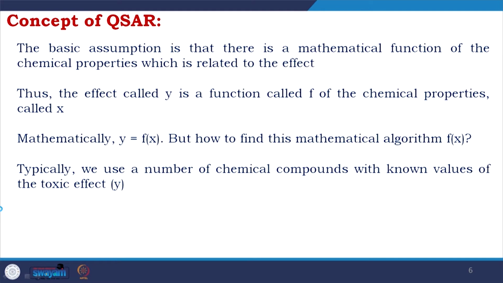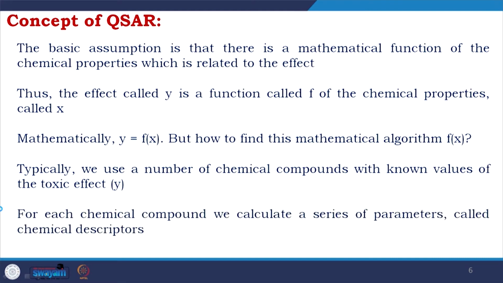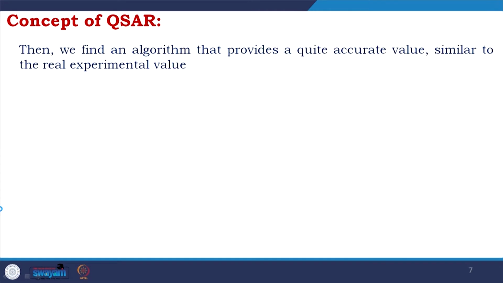Typically, we use a number of chemical compounds with known values of the toxic effect. So, here y you could consider toxic effects. For each chemical compound, we calculate a series of parameters called chemical descriptors. Then we find an algorithm that provides a value quite accurate and similar to the real experimental value, so that this could replace the experimental performance.